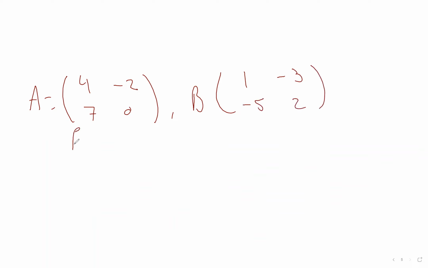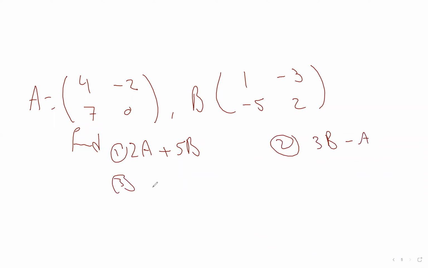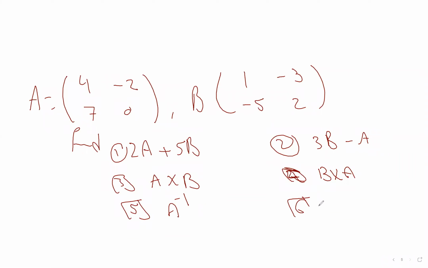If A equals 4 and negative 2 with 7 and 0, and B equals 1, negative 3, negative 5 and 2, find: number 1, 2A plus 5B. Number 2, 3B minus A. Number 3, A times B. Number 4, B times A. Number 5, find the inverse of A. And number 6, the inverse of B. Okay?